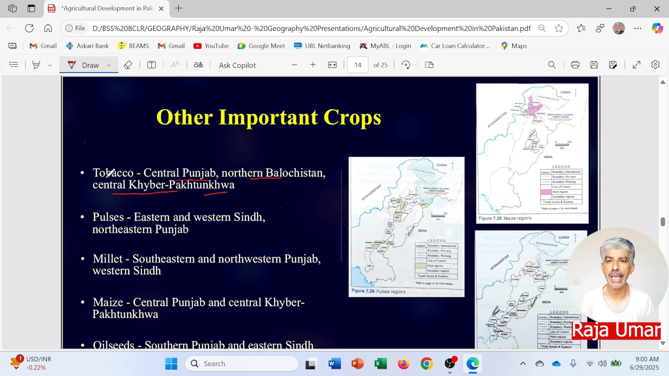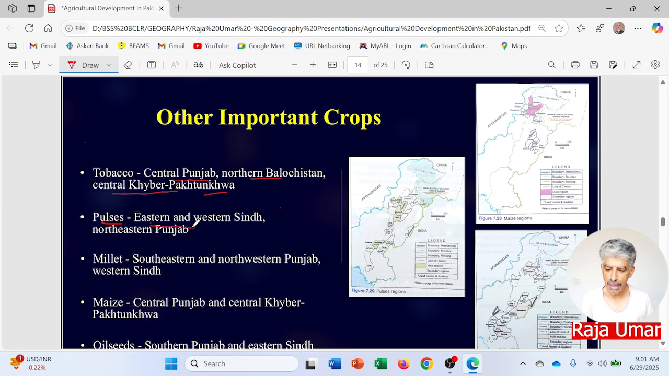As you know that this is a sort of crop which leads to some drugs and some addiction. So they have stopped making questions related to tobacco on the request of the government of Pakistan, and now they are not making any question from this crop, that is tobacco. So next one, that is pulses.